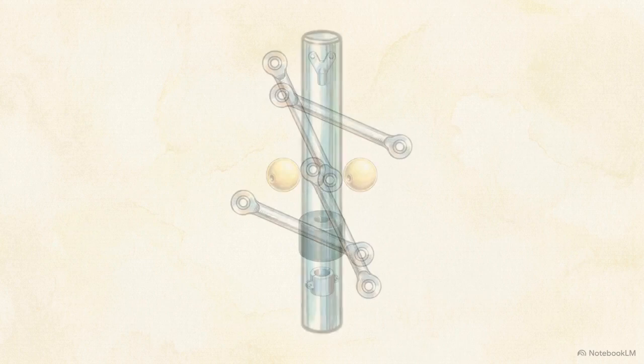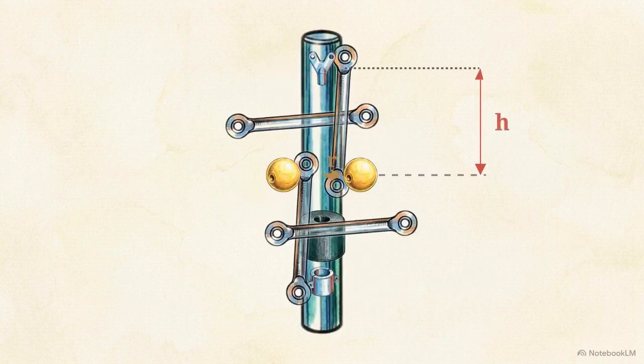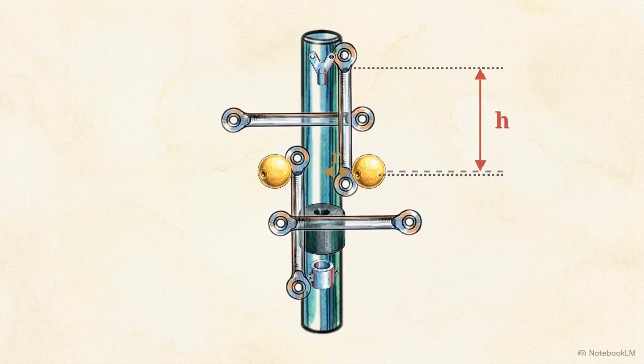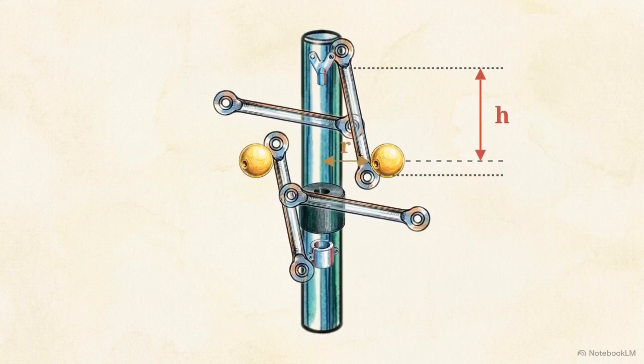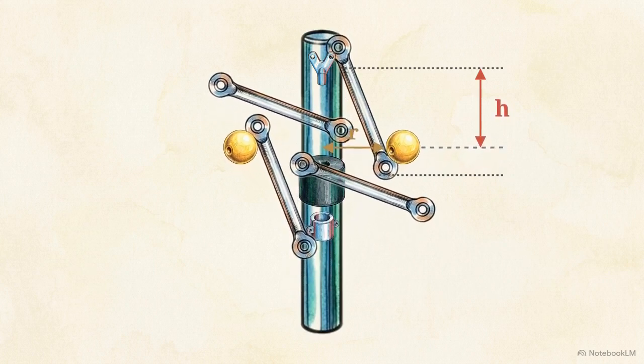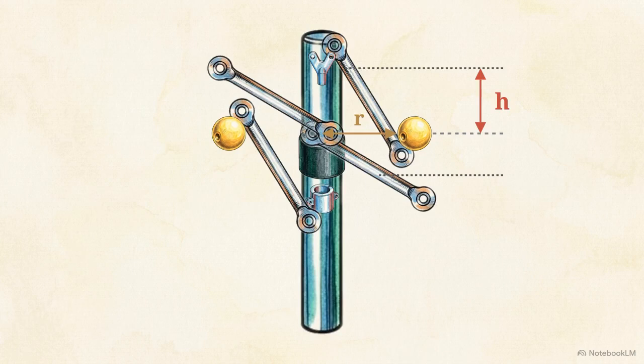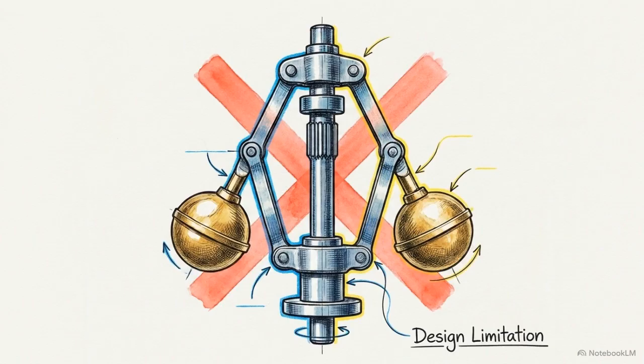But watch the physical geometry of a Porter governor in motion. As the balls move horizontally outward to a wider radius, the rigid linkage forces the geometric height h to decrease. You cannot push the balls outward while maintaining the exact same vertical height. Because of this mechanical reality, a gravity-loaded Porter governor cannot achieve isochronism.